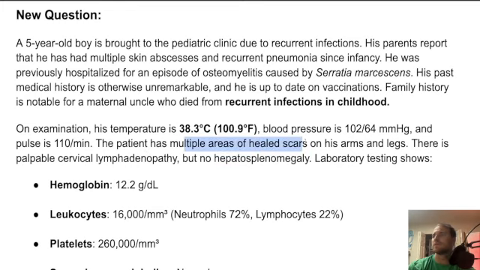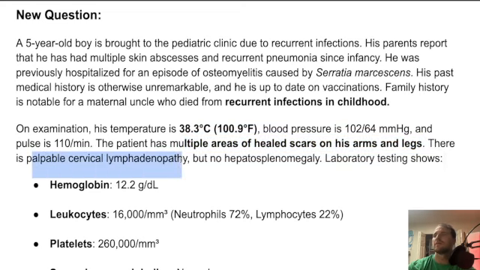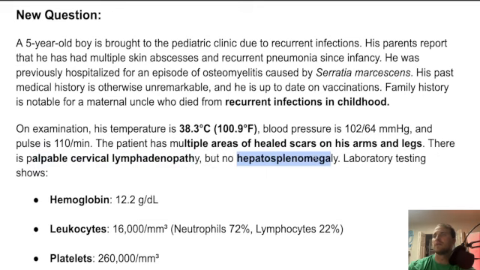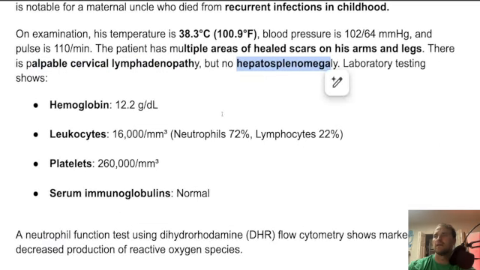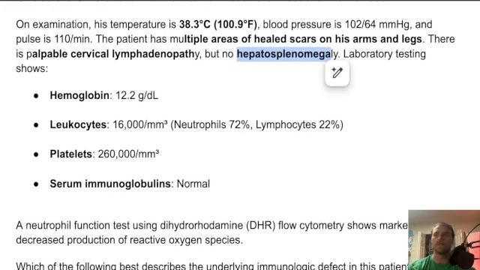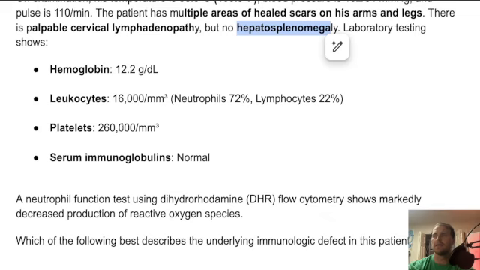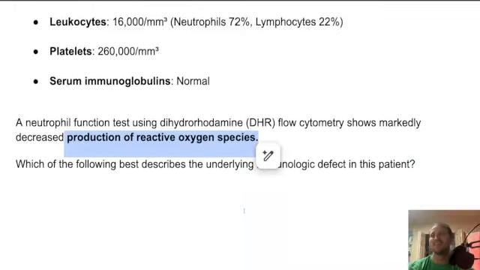He has multiple areas of healed scars in his arms and legs, and there is palpable cervical lymphadenopathy, but no hepatosplenomegaly. And here are the signs. Okay. And in the labs, neutrophil function test using DHR shows markedly decreased production of ROS. That's a good giveaway there. Didn't have to give you that, but they did.